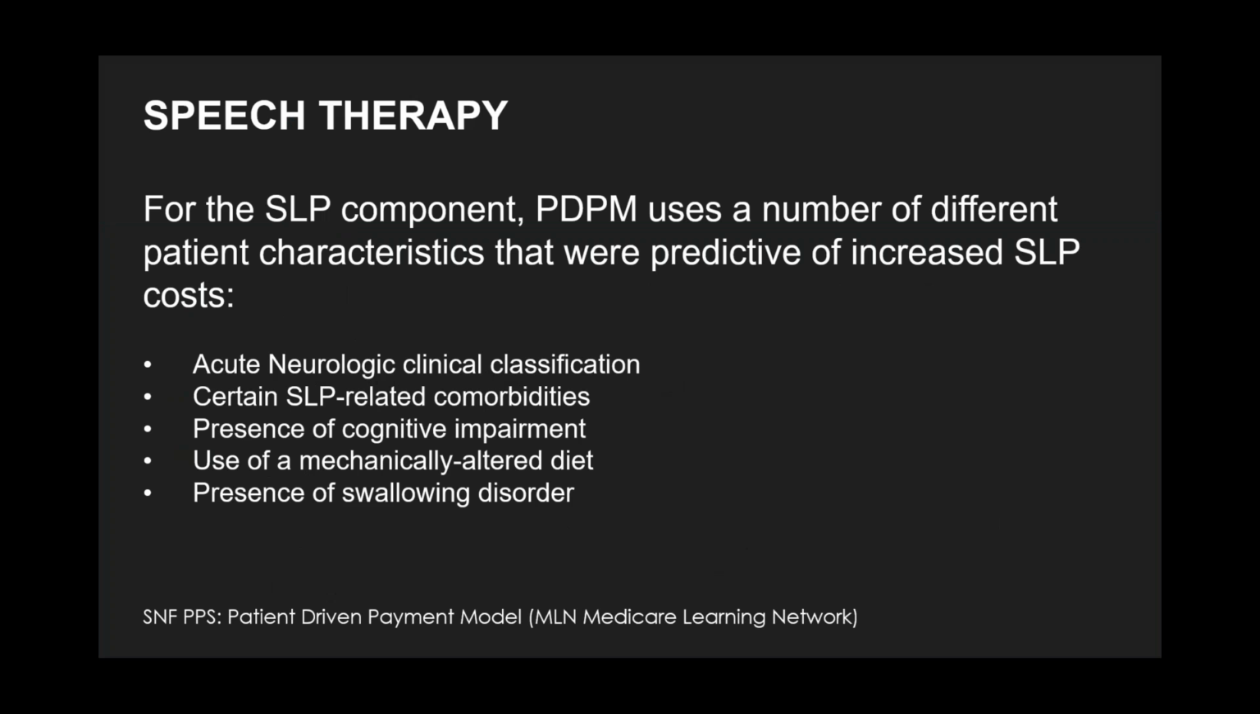Hi, everybody. So we'll talk a little bit now about speech therapy. For the speech therapy component, PDPM uses a number of different patient characteristics that were predictive of increased speech therapy utilization costs in the past under the RUG system. They include acute neurological clinical classifications, certain speech therapy related comorbidities, the presence of cognitive impairment, the use of a mechanically altered diet, and the presence of a swallow disorder.